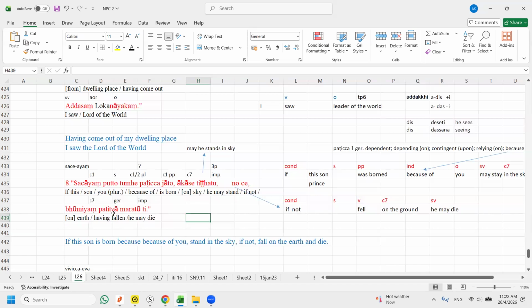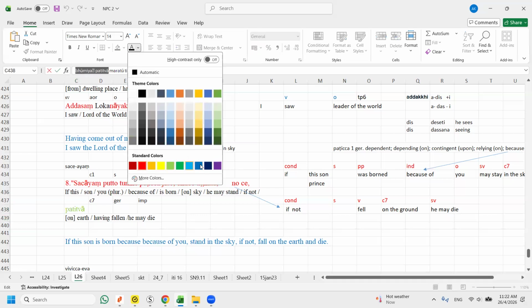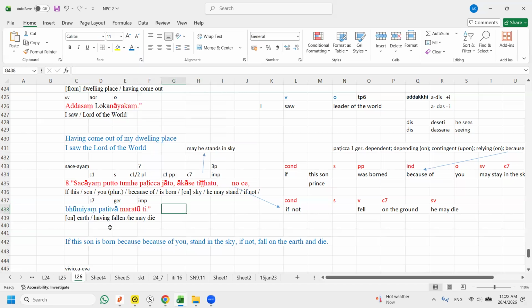Now, patitua is a gerund. Patitua means having fallen on the earth. These two I couldn't make brown. I tell you, this is a bit messy. Sometimes I put it into blue. Here it means having fallen, fall on the ground. May he die. So in this case, fell on the ground, may he die.